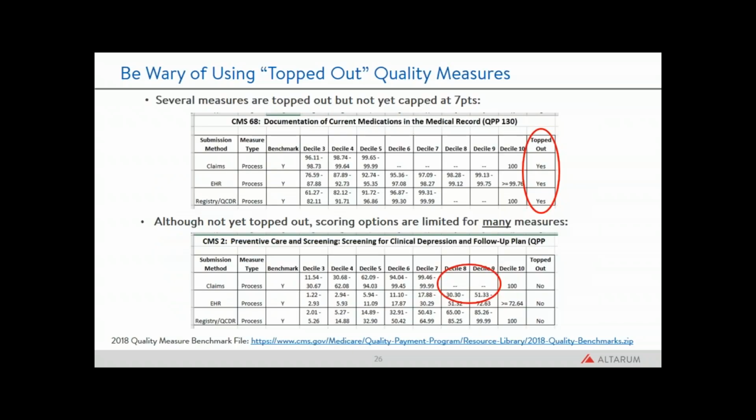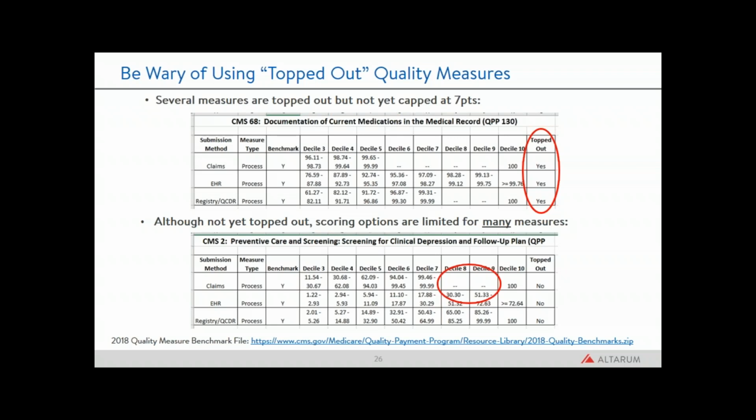But you have to take it a step further. It's not just the topped out capped ones that you should be concerned with, because if it's just topped out but not topped out capped, it's still really hard to get a good quality score for that particular measure. So look at CMS 68 here. This is not one that's topped out capped, but it is topped out. So you can see if you're doing claims-based reporting on this measure, look at the deciles there signify the range of points you can get for that particular performance rate. So under claims-based reporting, you can get somewhere in the 3-point range, 4-point range, 5-point range. Near perfection is still only going to get you somewhere in the 5-point range.